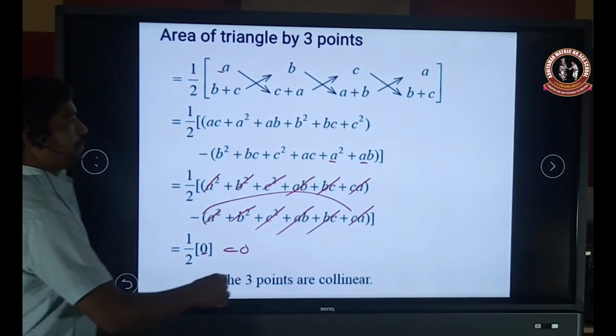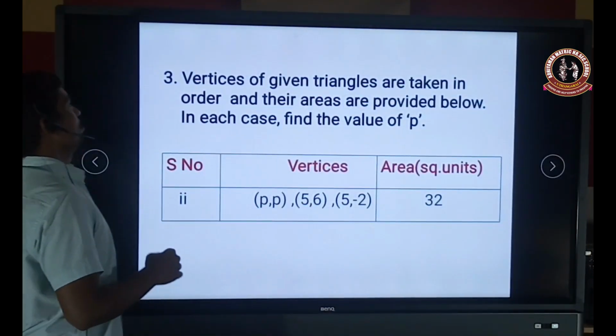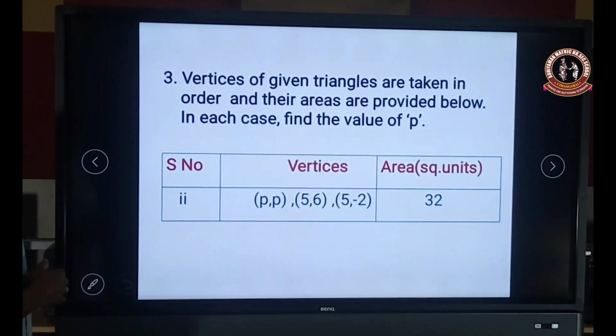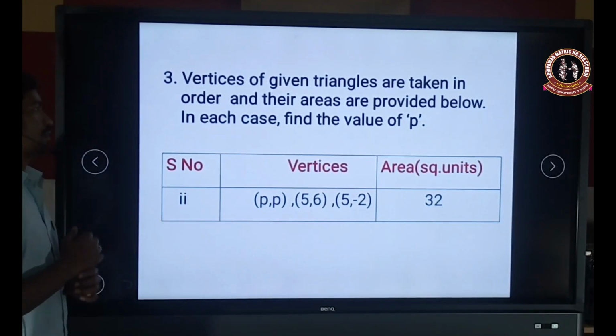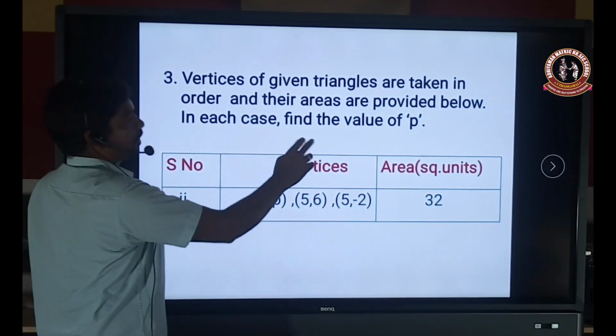The next, third sum: the vertices of the given triangle are taken in order and their areas are provided below. In each case, find the value of p.